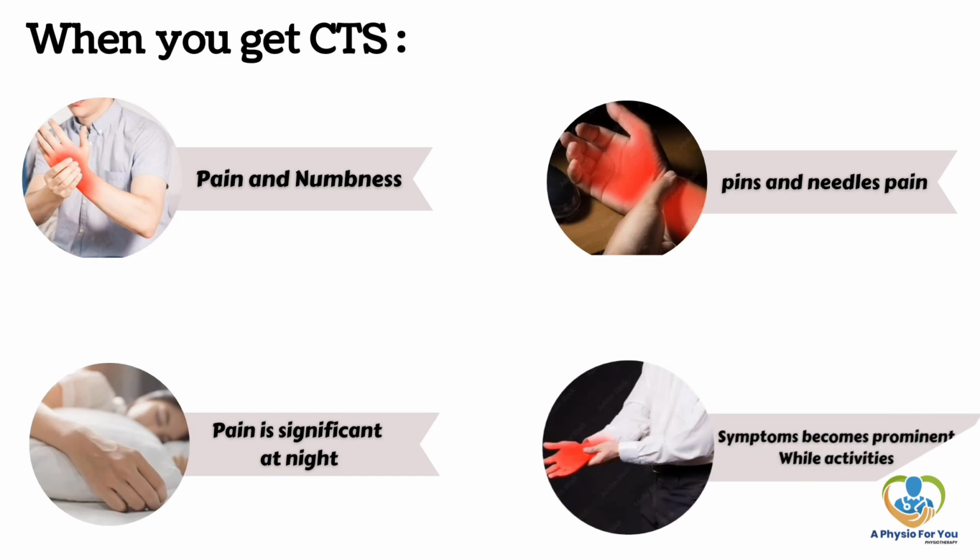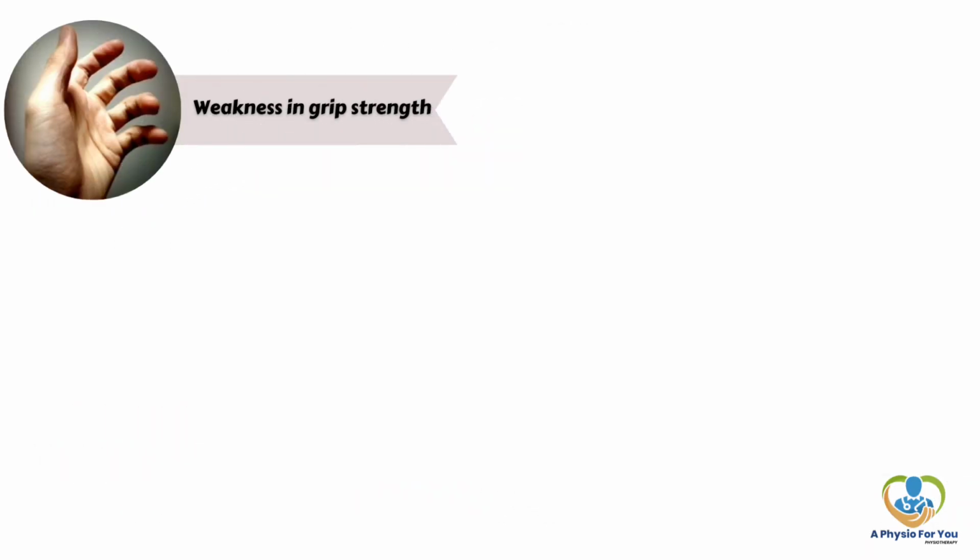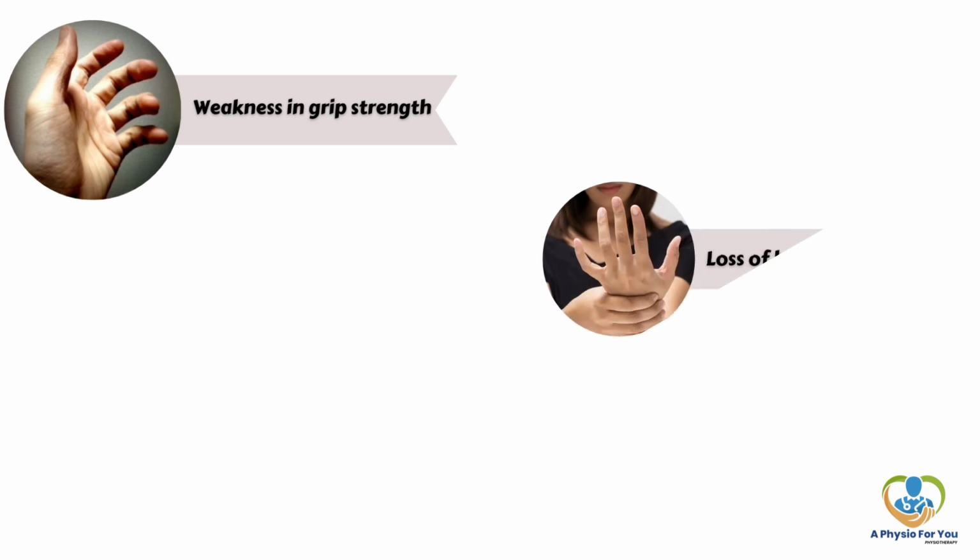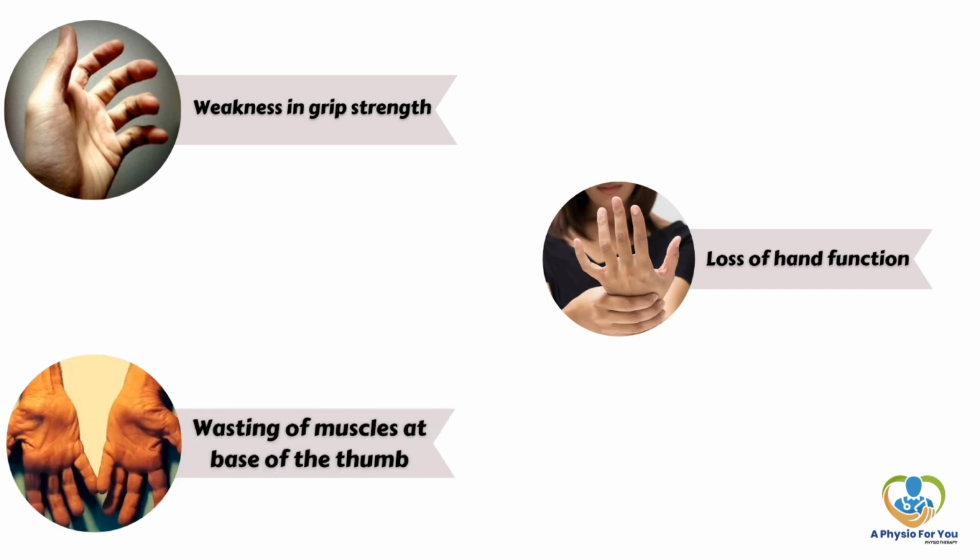As it progresses, your symptoms will become more prominent during the day with certain activities such as driving, holding a phone or gardening work. You will get weakness in your grip strength. Loss of hand function and difficulty in grasping small objects are common symptoms of carpal tunnel syndrome. There may be wasting of the muscles at the base of your thumb.